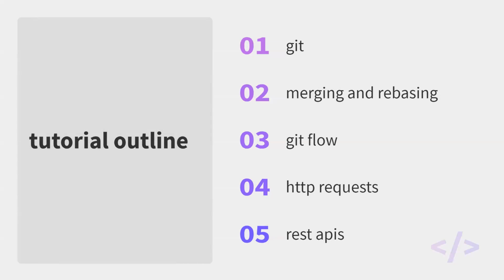For this tutorial, first we're going to go over Git. What is Git? I know you guys use SVN for B07. So pretty similar, just a few differences. And then we're going to talk about merging versus rebasing, and then Git flow. So Git flow is essentially how your team should be structuring your Git repository for your project to make sure it's well managed and orderly. And then we're going to talk about HTTP requests and then REST APIs.